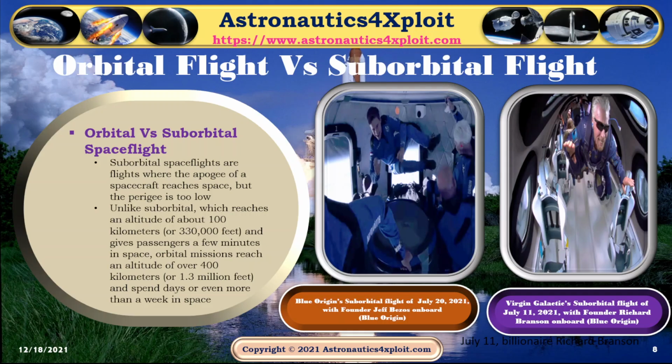Orbital flight versus suborbital flight. Suborbital spaceflights are flights where the apogee of a spacecraft reaches space, but the perigee is too low. Unlike suborbital flights, which reach an altitude of about 100 kilometers and give passengers a few minutes in space, orbital missions reach an altitude of over 400 kilometers and spend days or even more than a week in space. Astronauts can also spend months and years in space.